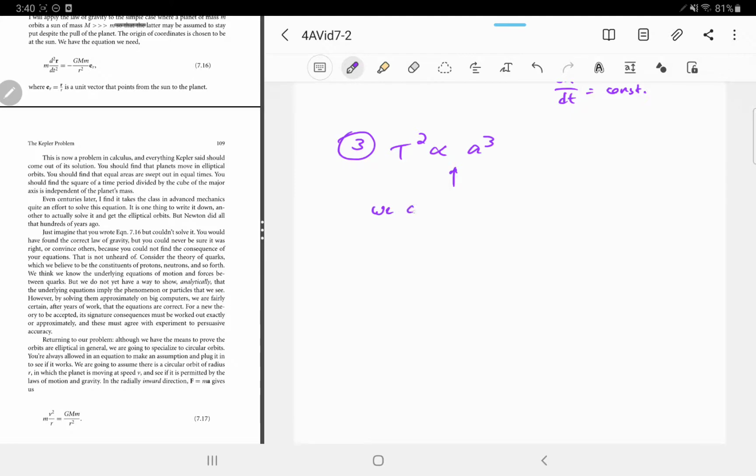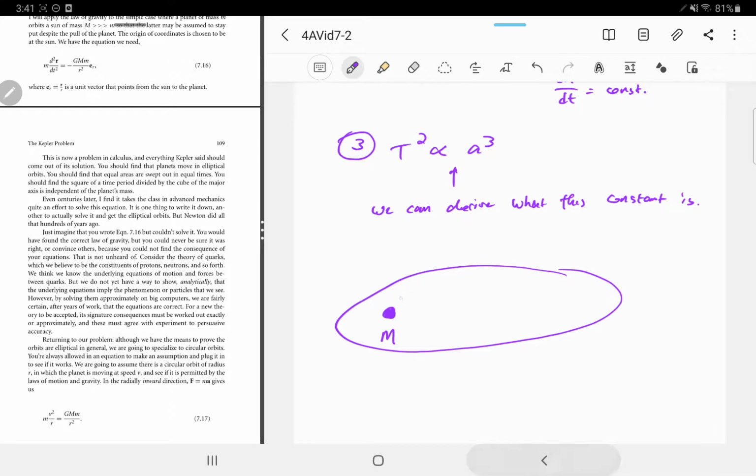So we can derive what this constant is. It's going to look like we're only proving this for a special case, a circular orbit. But that's okay, because that constant is true for anything orbiting some central mass. So say you have Pluto right here, and then you also have a perfect circular orbit around this thing. Both of those have the same constant in front.